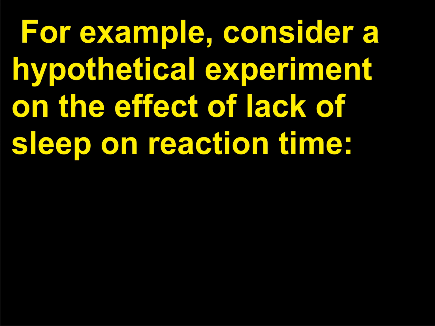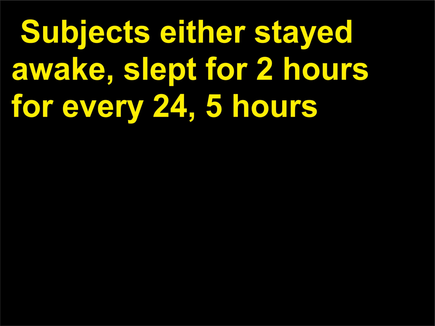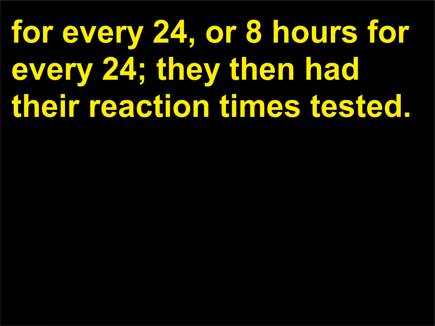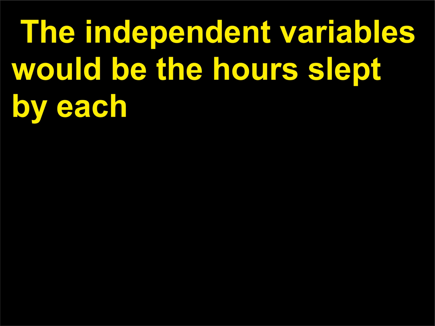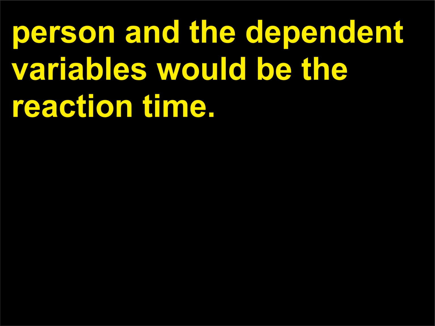For example, consider a hypothetical experiment on the effect of lack of sleep on reaction time. Subjects either stayed awake, slept for 2 hours for every 24, 5 hours for every 24, or 8 hours for every 24. They then had their reaction times tested. The independent variable would be the hours slept by each person, and the dependent variable would be the reaction time.